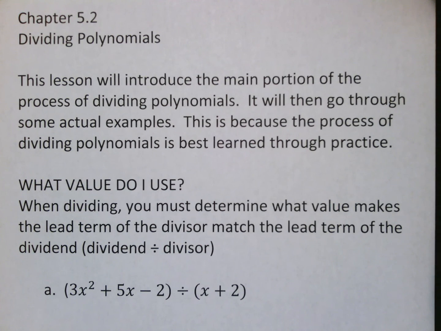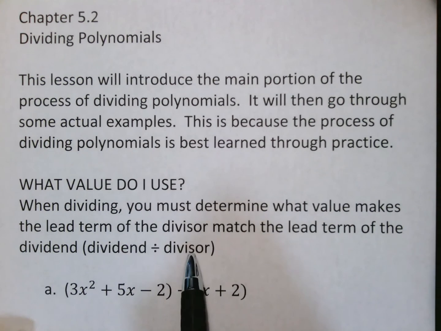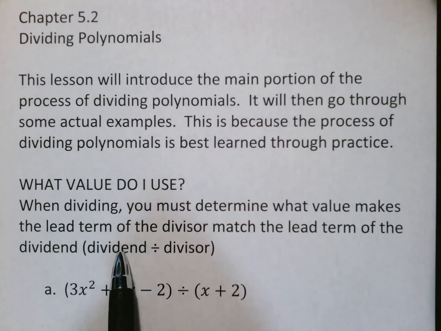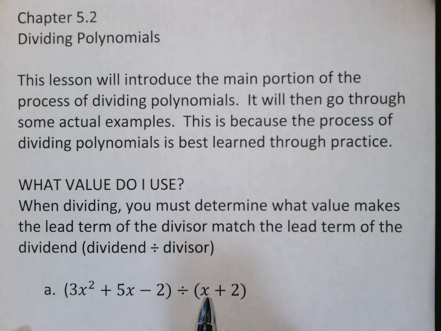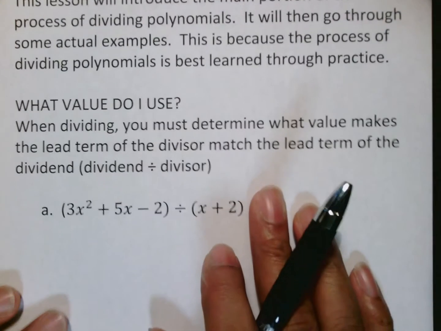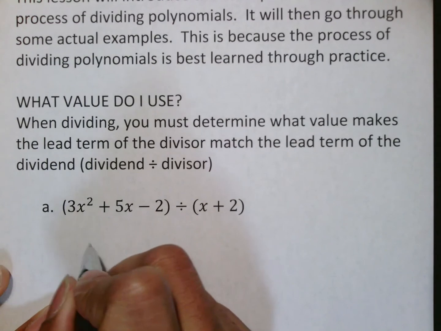When dividing, if you want to know what value to use, you must determine what value makes the lead term of the divisor match the lead term of the dividend. So the number you're dividing by is your divisor, the number you are dividing is your dividend, and so this is what you're trying to make match that. And so when you set this up, let's go ahead and just set it up as if we're going to divide and not do any more.